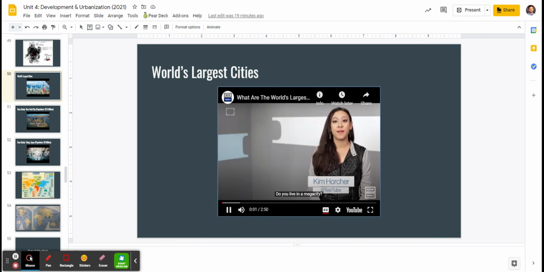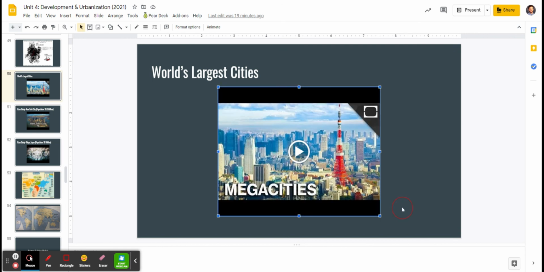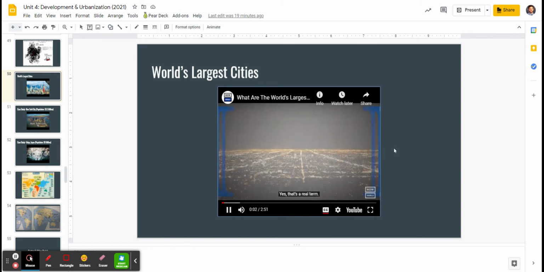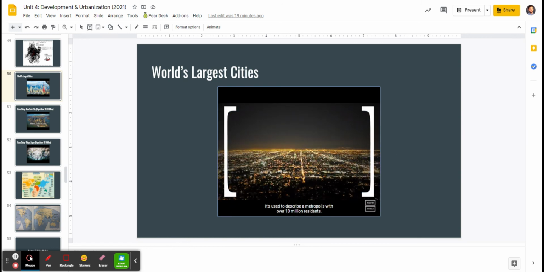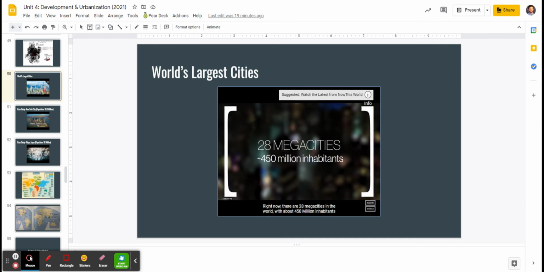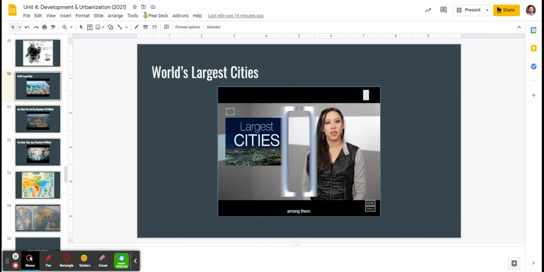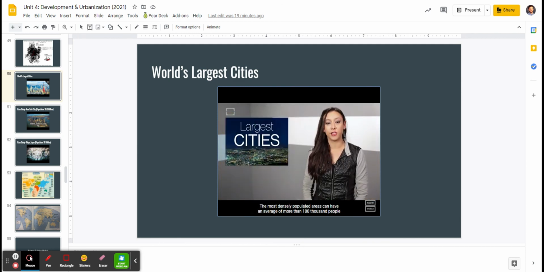Do you live in a megacity? Yeah, that's a real term. It's used to describe a metropolis with over 10 million residents. Right now, there are 28 megacities in the world with about 450 million inhabitants among them. The most densely populated areas can have an average of more than 100,000 people per square mile.